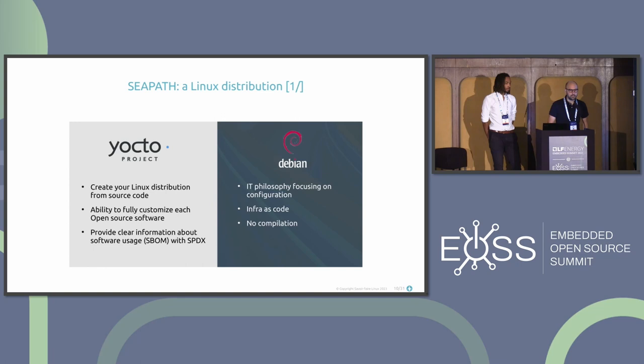That's the reason we also made a version on Debian, which is more, I would say, following the IT philosophy, where you are not compiling anything, you are just using pre-compiled packages. And actually, we managed to have similar performance results with Debian, with pre-compiled packages, as we have with Yocto. So the philosophy there is more to use infra as code. And we maintain both versions, and we have some customers that are more using Debian and some others that are more using Yocto. But we can speak about that later.